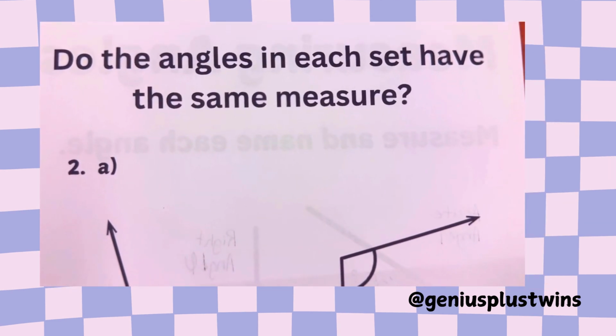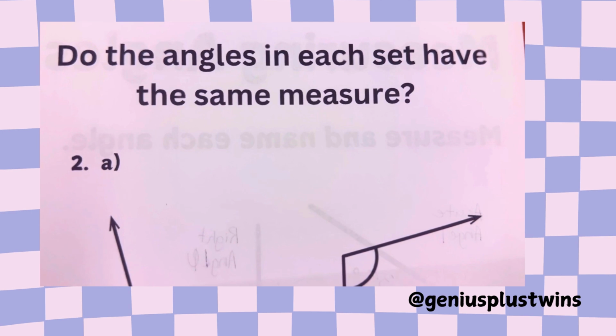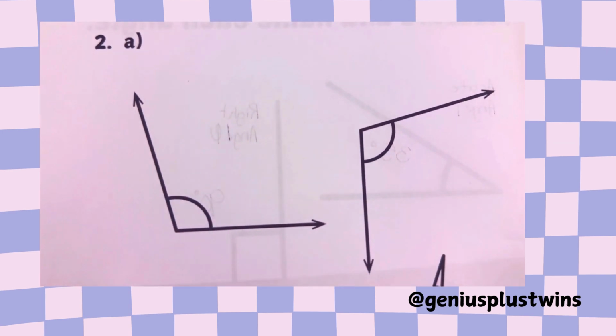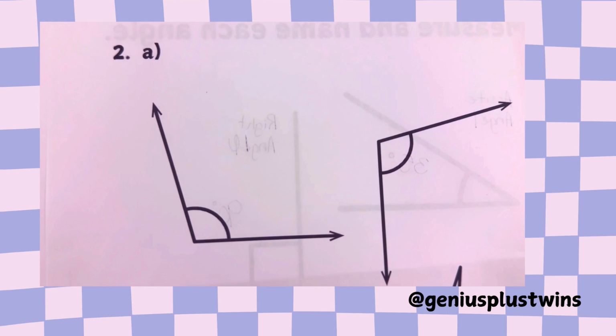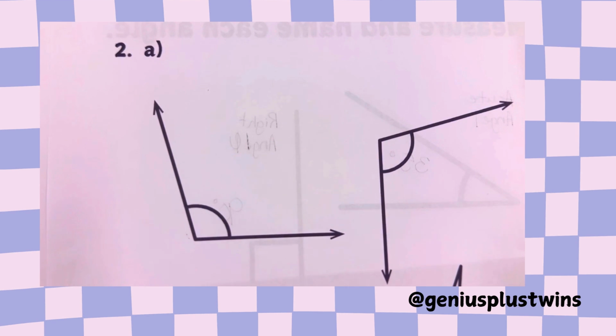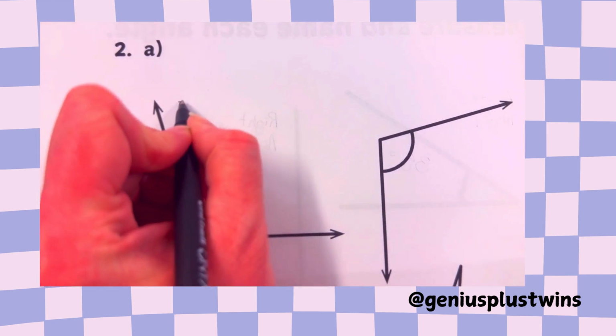All right, on to the next set of questions. I've started here by asking, do the angles in each set have the same measure? So let's take a look at the number 2A angles. Here we have this angle and this angle. I can see by looking at this one that this is an obtuse angle.